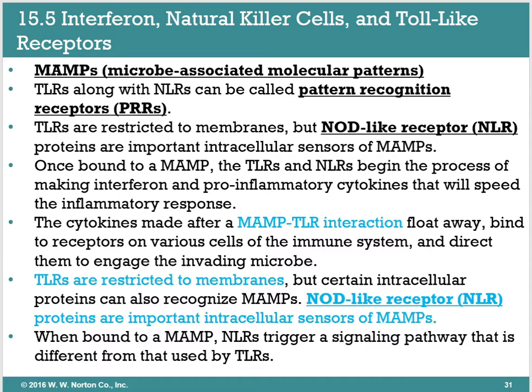Depending on what MAMP they recognize will determine the outcome. I'm not going to expect you to know all the outcomes. If I do want you to know one, I will point it out. But just know that a MAMP will bind to a TLR or to an NLR, and from that you'll have some kind of signaling cascade that will tell the cell, hey, we have this infection, you need to do XYZ to get rid of it. Okay? I'll go more into nods and TLRs in the next few slides.